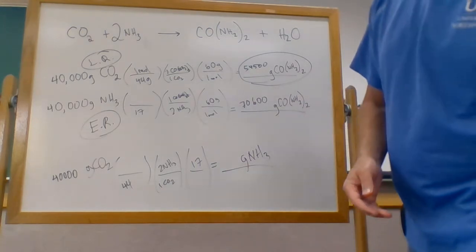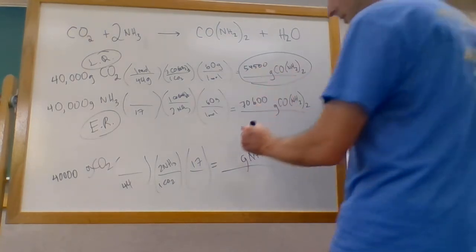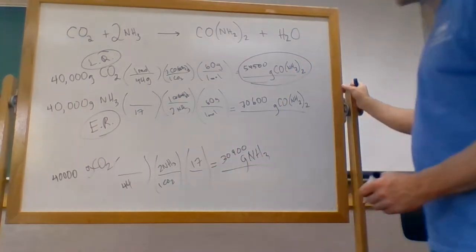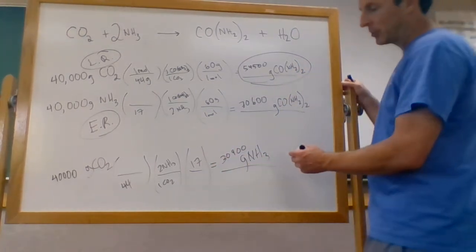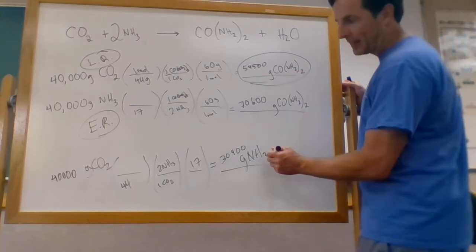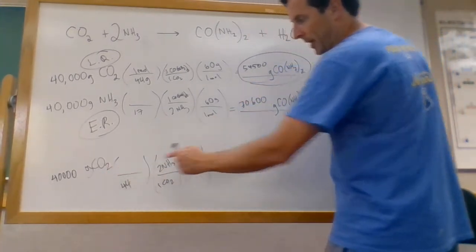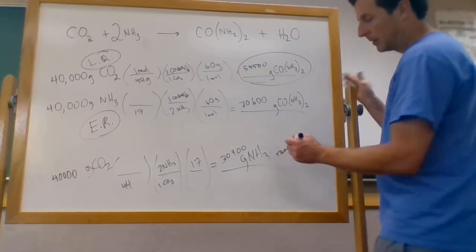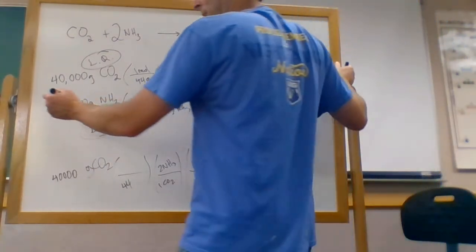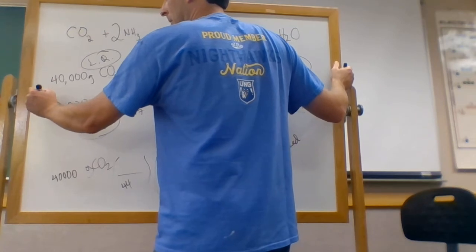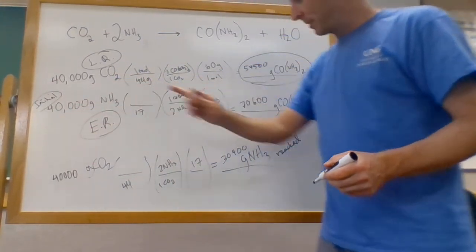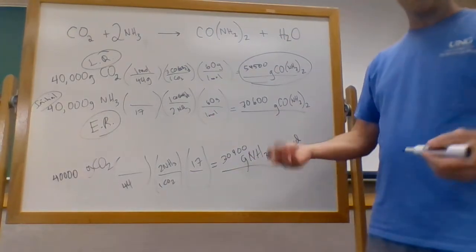I got 30,900 grams. So that's how much NH3 has to be reacted to use up all my limiting reagent. So this is what's reacted. 40,000 is my initial. And so now if I do 40,000 minus what I used, it's going to leave over what's left.